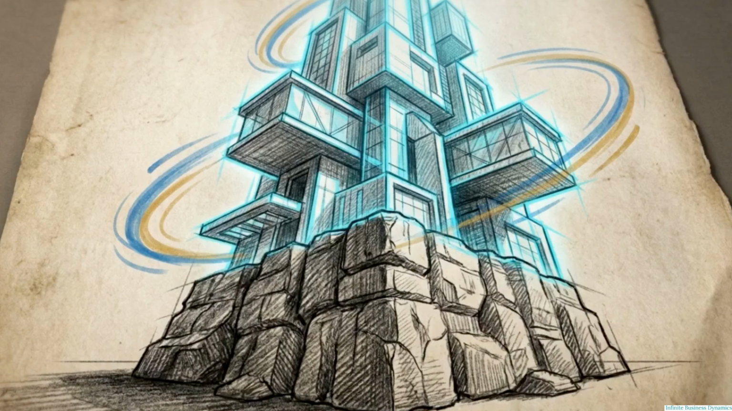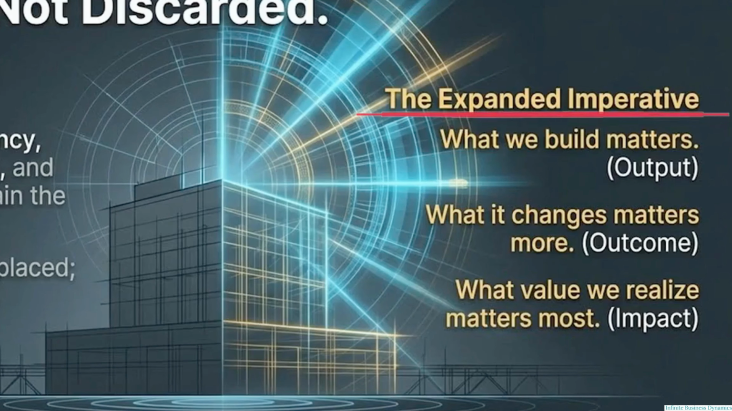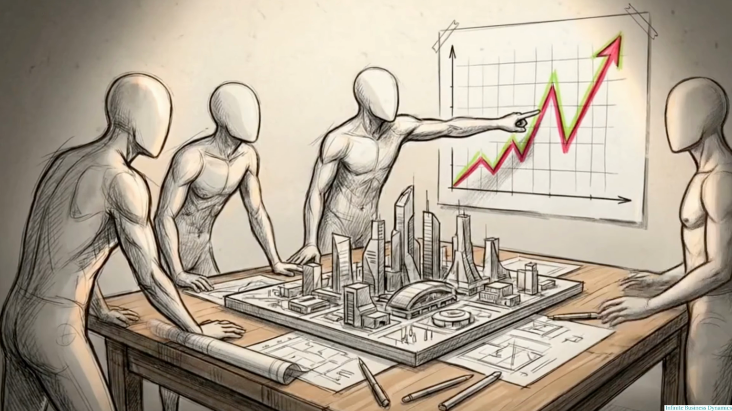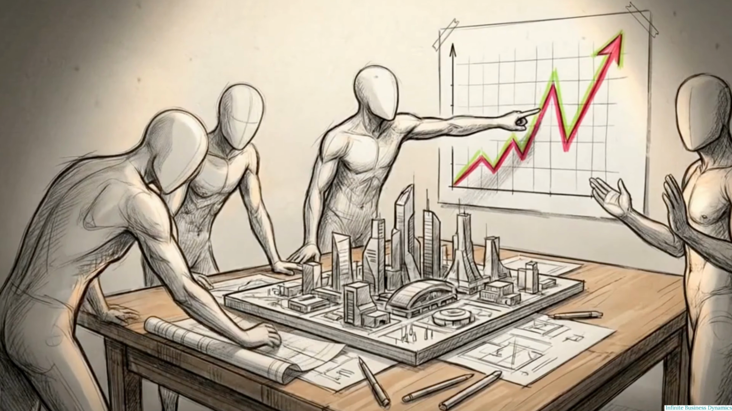Throughout this evolution, empiricism, transparency, and the Scrum values remain the unbreakable foundation of the process. The text block on the right summarizes the guiding philosophy of the expanded framework. What we build matters. What it changes matters more. What value we realize matters most. The Scrum Guide Expanded provides the structural rigor required to replace operational assumptions with empirical evidence.